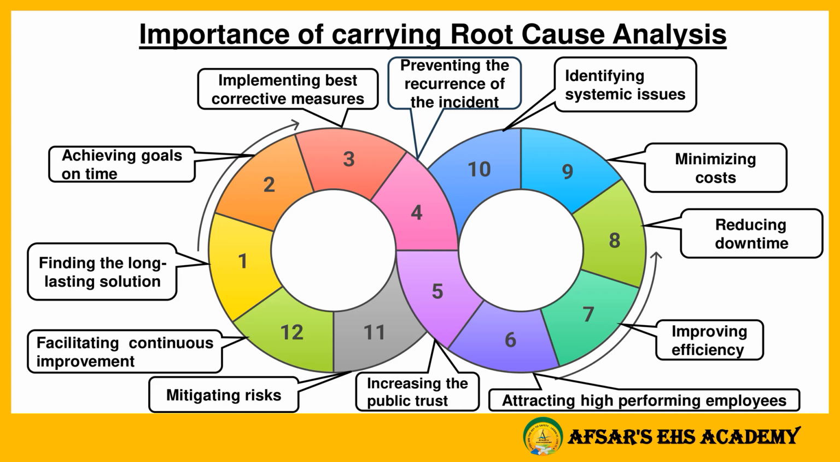Identifying systematic issues. Root cause analysis goes beyond identifying individual causes and looks for systematic issues within an organization. So, by analyzing the root causes of problems, organizations can discover patterns, trends, or common factors that contribute to multiple issues. After that, they implement systematic solutions that address the broader underlying issues and thus improve overall system performance.